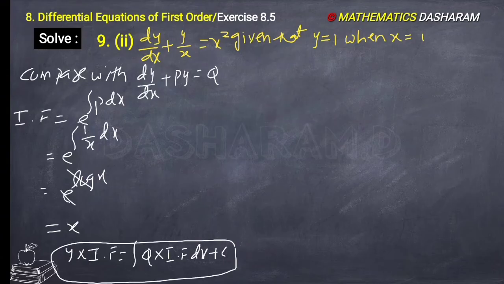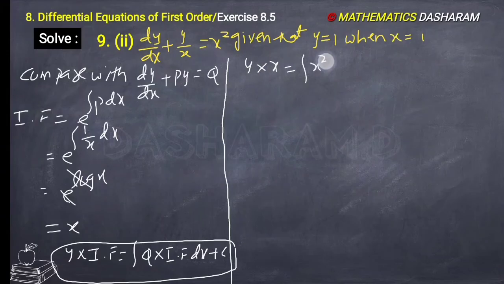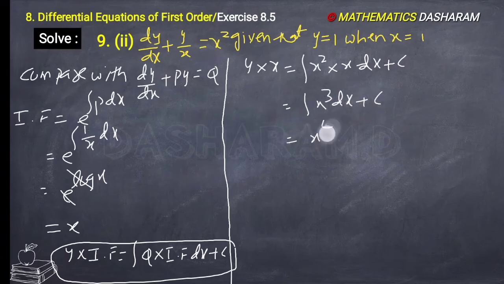So then y into integrating factor x equals integration, the q value, that is x square into x dx plus c. So integration x cube dx plus c. So it is x to the power of 4 by 4 plus c. y into x means we can write x into y.